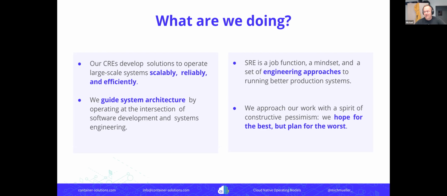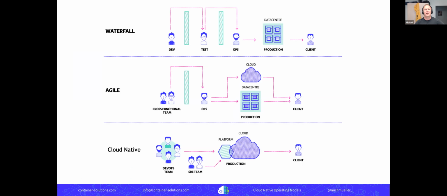We hope for the best, but plan for the worst. We have all incident management processes in place. We do all kinds of things to ensure that SLOs are met, but not overdone. So we also use our error budget at customers. Basically, at the end of a transformation, you come from waterfall. If you go cloud native, you have a DevOps team which does something either with a platform or application, and then you have an SRE team which manages it.